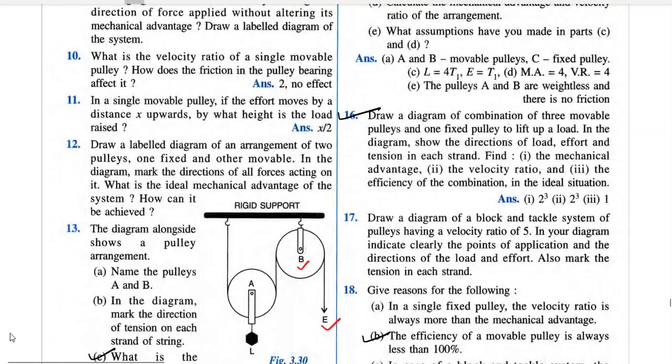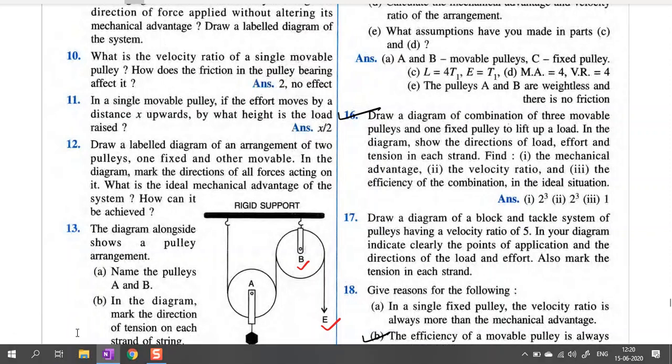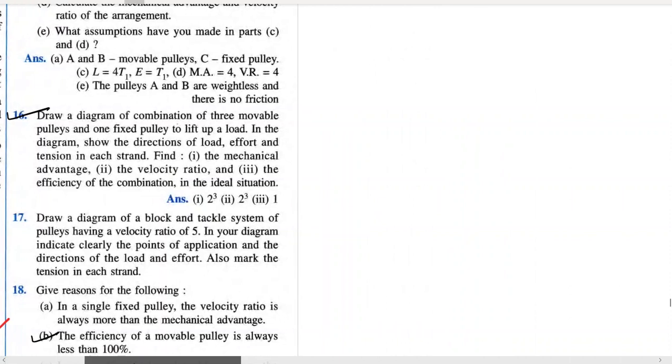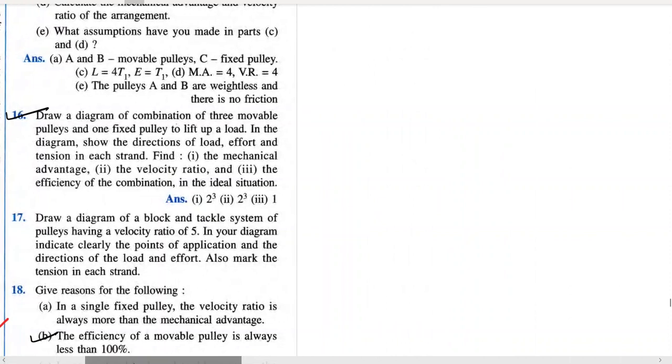The next question is the 16th one. Draw a diagram of a combination of 3 movable pulleys and 1 fixed pulley to lift up a load. In the diagram, show the direction of load, effort and tension in each strand. Also, find the mechanical advantage, velocity ratio and efficiency of the combination in the ideal situation. So, if you want to draw this, first you need to draw a support.